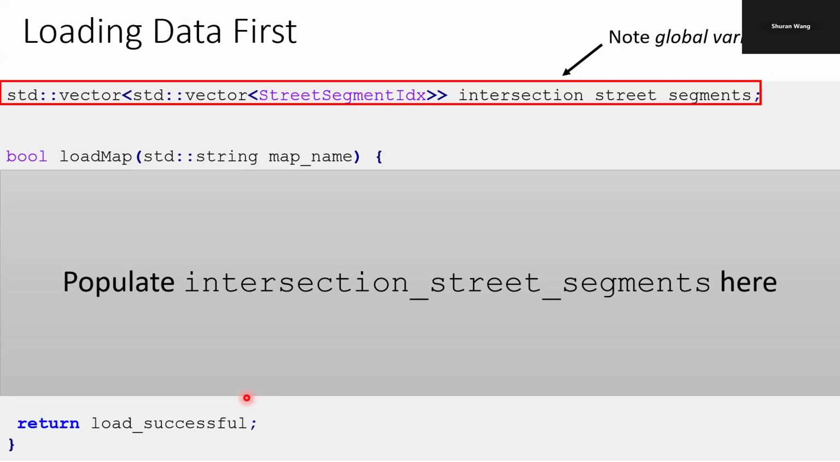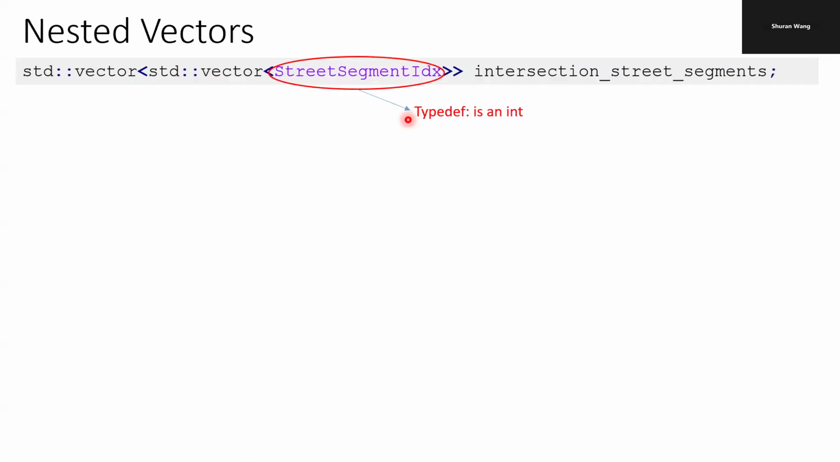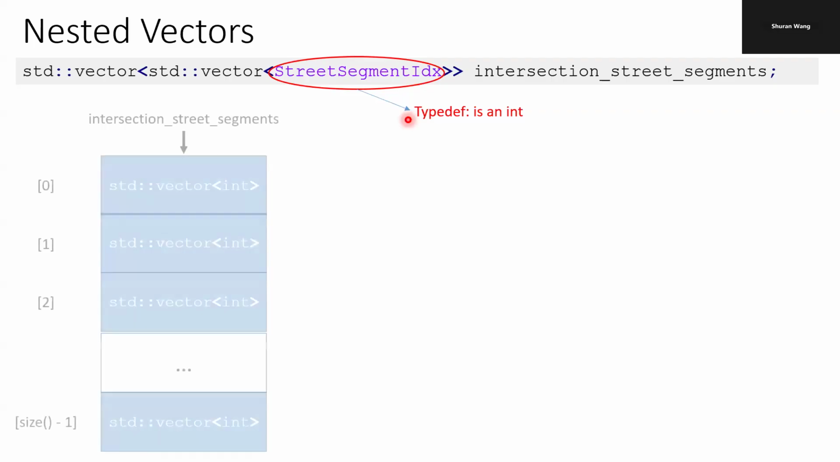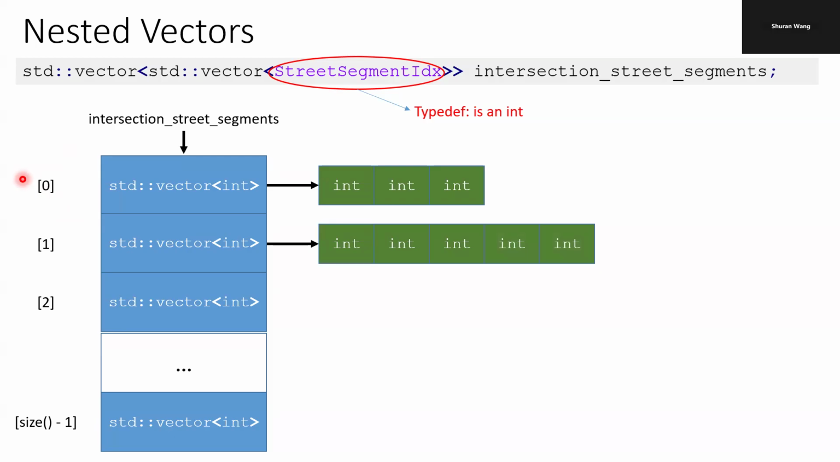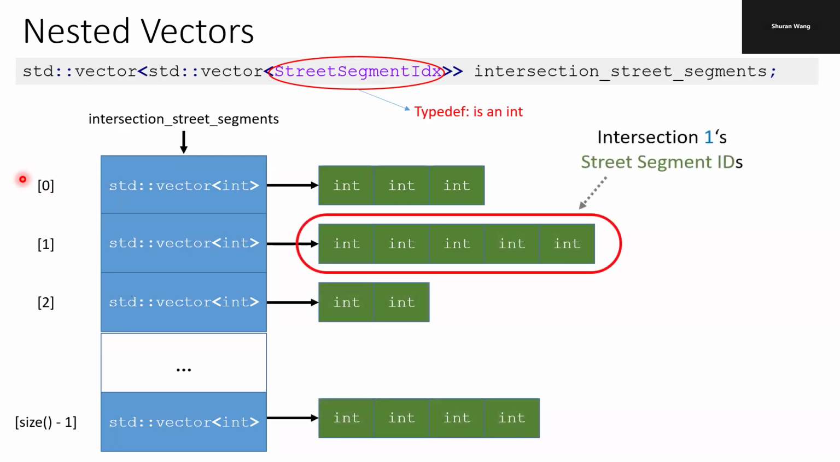For the function we're implementing, we choose vector in this case. So your global variable will be a vector of street segment IDs. What this looks like in memory, you will have a vector that goes from 0 to number of intersections - 1. Each of them contains a vector of integers, and the vector of integers contains, for each intersection that's indexed using this index, the street segment IDs connected to it. So if you need to access the street segment IDs for intersection 1, just do intersection_street_segments square bracket 1. And that's the vector itself.